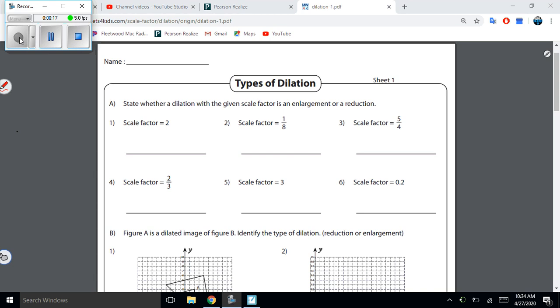I got about four different pieces here I'm going to show you. I'm not going to use any Pearson stuff today necessarily, but it says, first of all, state whether a dilation with the given scale factor is enlargement or a reduction. Obviously, an enlargement means it gets bigger. A reduction means it gets smaller.